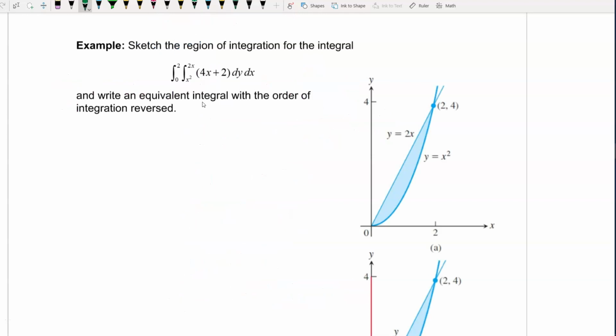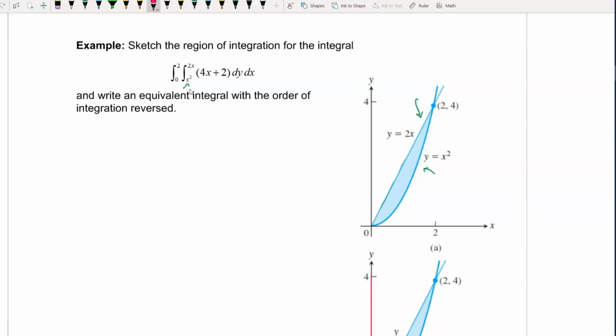Now here on the screen we have this double integral of 4x plus 2. So inner integral it is with respect to y, and outer integral it is with respect to x. So here's what we have. For y, we have this integral it is from x squared to 2x. So this is the line that we have for y equal to 2x. And here is what we have for y equal to x squared.